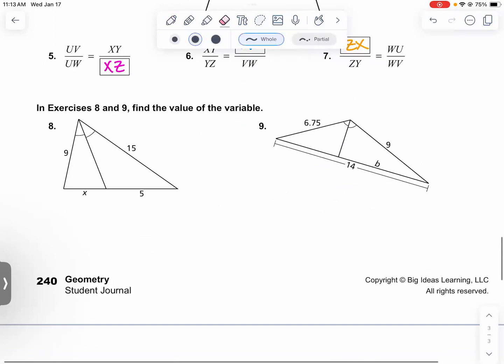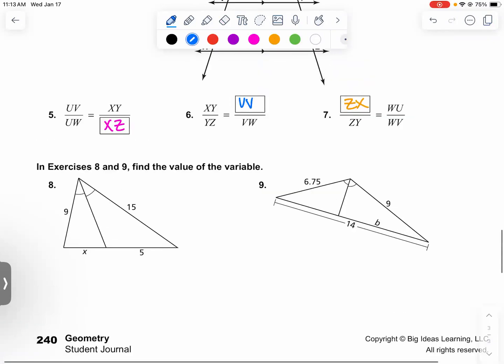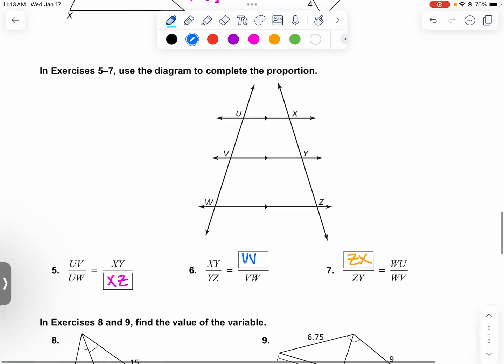All right. Now, it was ZX over ZY. Could you also say XZ over ZY? I probably don't want to be too picky about it, but technically, since we said WU, then ZX would correspond to that. Okay.